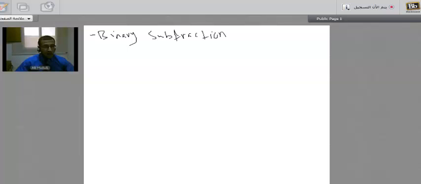Binary subtraction. With binary subtraction, let's have this number: 1 0 1 1 0 0 1. One, two, three, four, five, six, seven. I'm dealing with a 7-bit number here. Let's say this number equals 77 in decimal. Okay, let's subtract this number from it.